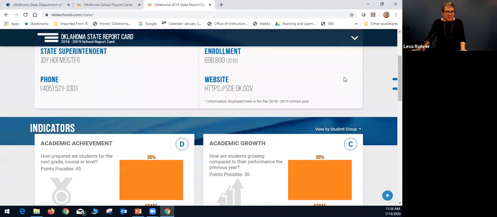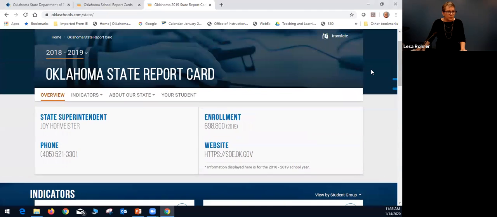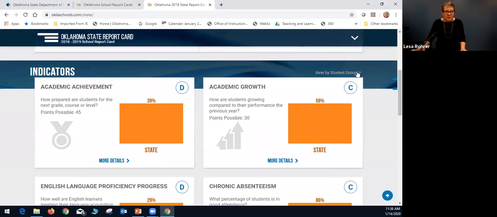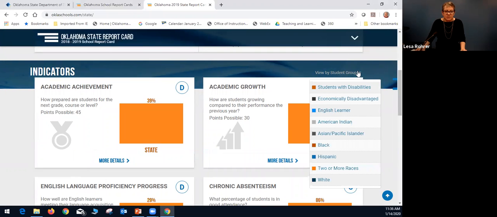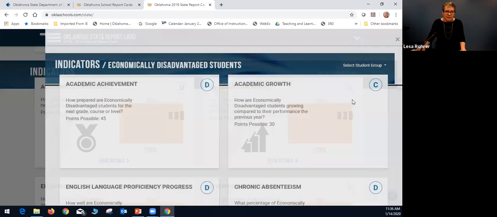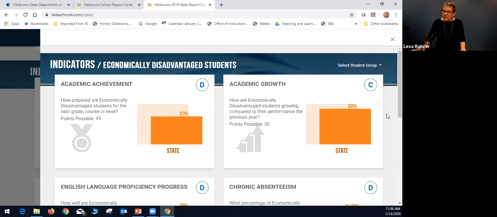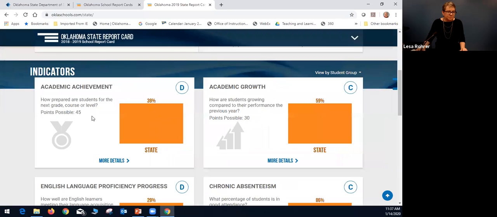One of the first things I'd like to show you is right here on what we call your overview page. I can filter right here by student group. We've talked a lot about economically disadvantaged. And just doing that filter lets me know how that group is performing compared to all of our other students. And I can do this for any group of students.